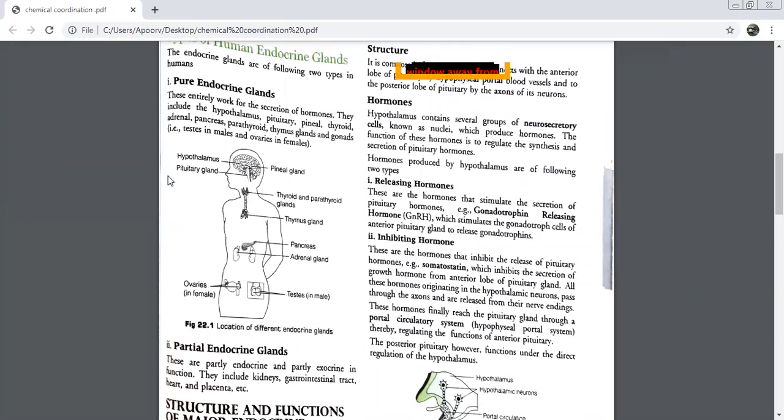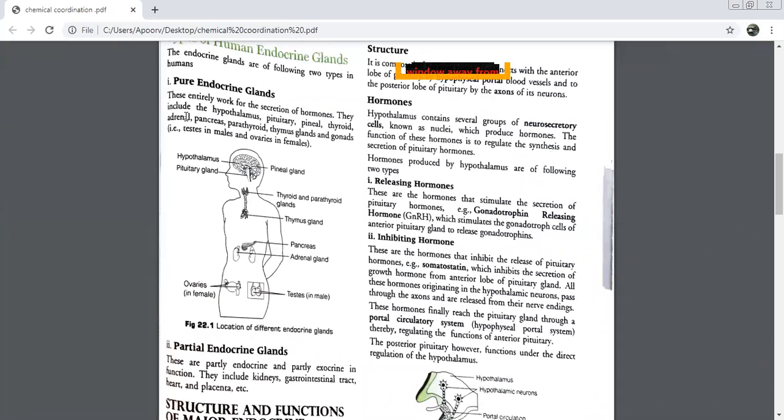We are going to take each of them in details later in the chapter. So don't worry. Jaldi se. What is a pure endocrine gland? Tell me. Those which work for secretion of hormones. Excellent. Give me 3 examples of pure endocrine glands. Hypothalamus, thyroid, pineal, pituitary, pancreas, parathyroid. Once again, the definition of a pure endocrine gland.